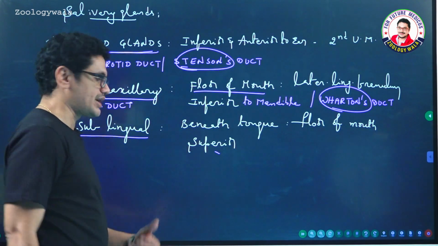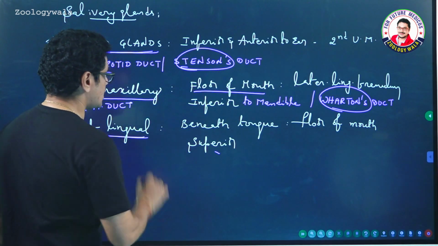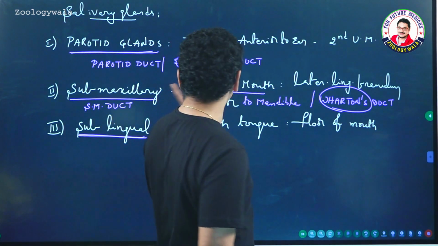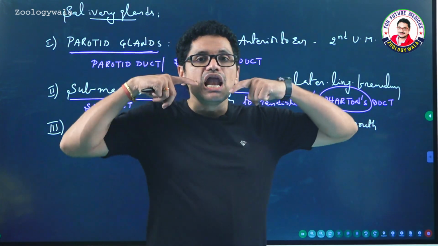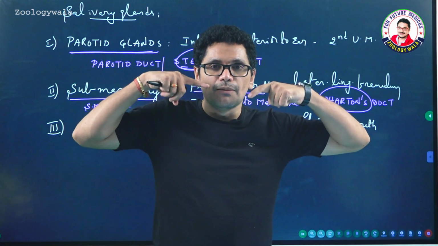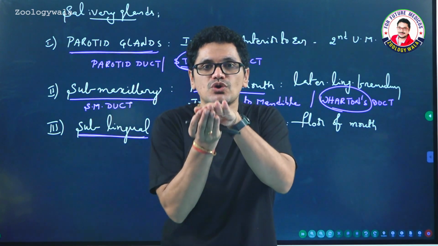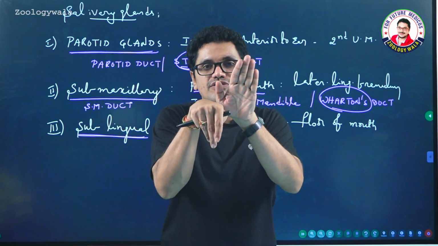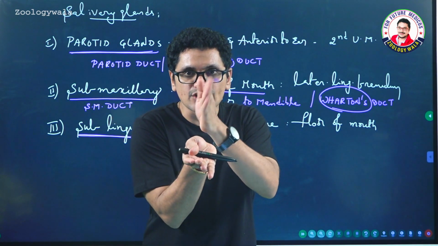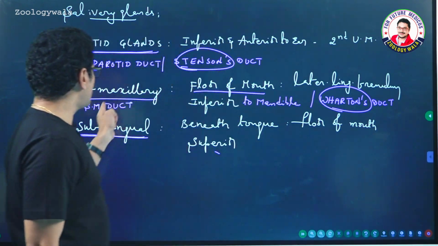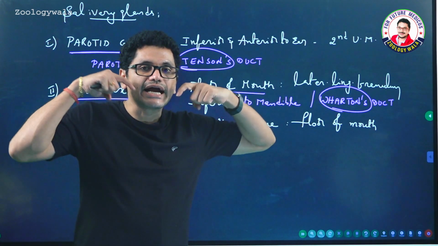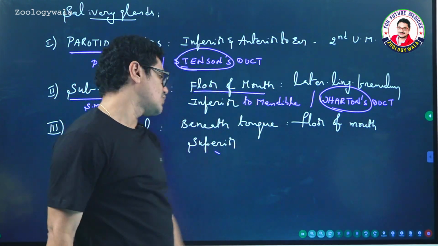The submaxillary duct opens lateral to the lingual frenulum. I already told you, the tongue is attached to the floor of the buccal cavity with the help of the lingual frenulum, and the duct opens at the lateral sides of the lingual frenulum.